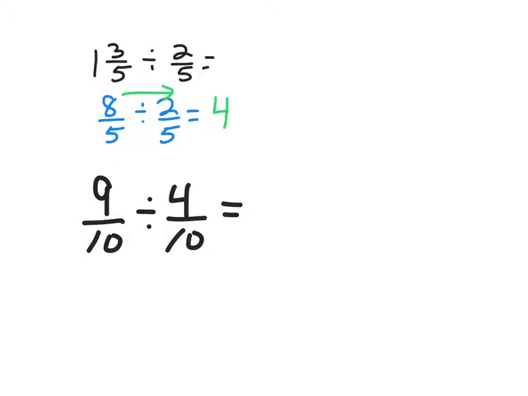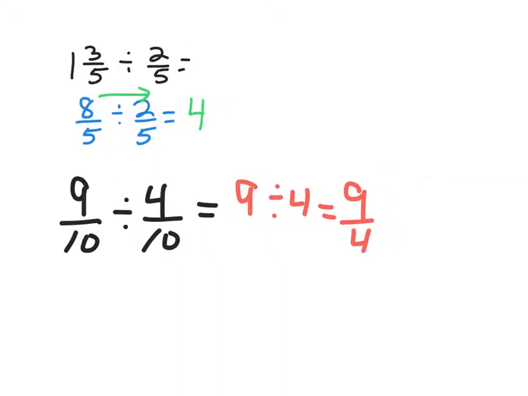9/10 divided by 4/10. I have 9/10 and I'm taking them 4 at a time. So I have the same denominator, the same size pieces, so I can just say 9 divided by 4. I can express it this way so it's easier to simplify, and 4 goes into 9 twice with 1/4 left over. So 9/10 divided by 4/10 is 2 1/4.